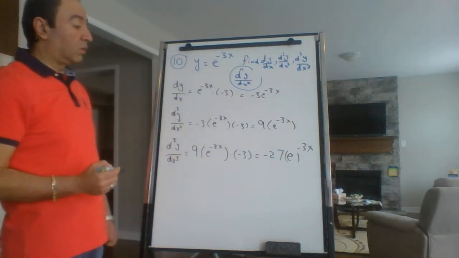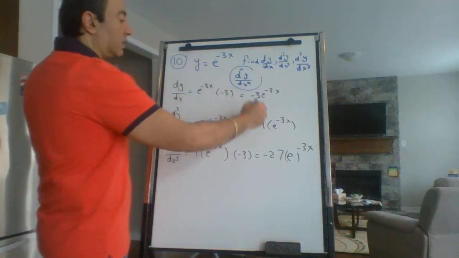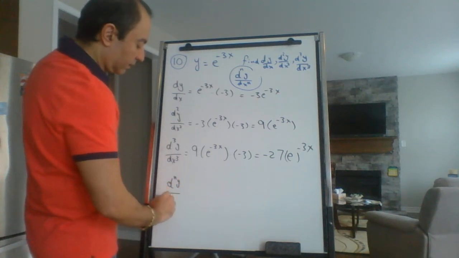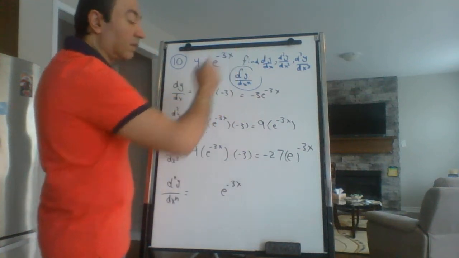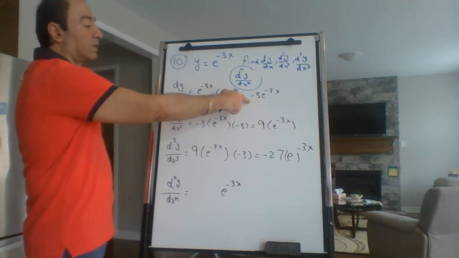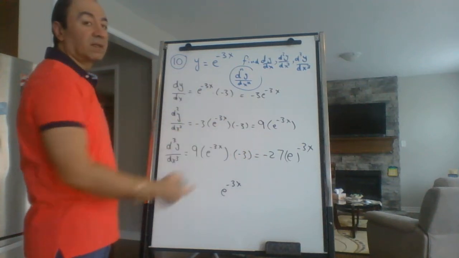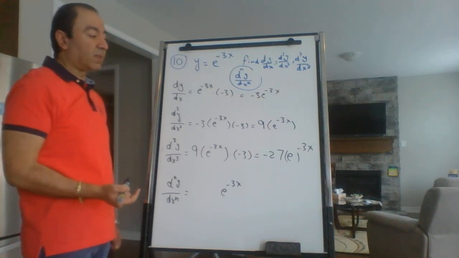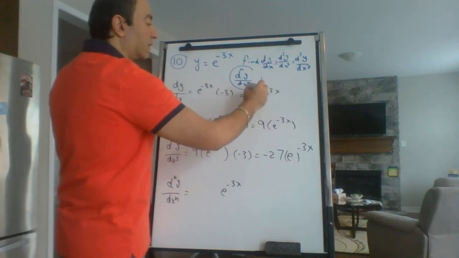Okay, so do you see there is a pattern here? All of them have e to the power of negative 3x, so I can predict that the nth derivative will have e to the power of negative 3x too. Here, when it was the first derivative, it was negative 3. Here it is 9, here it is negative 27. So what do you think is happening here? What is the pattern?